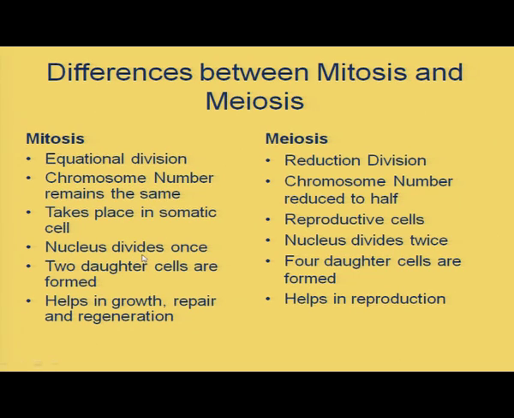How many nuclear divisions here? Only one. The nucleus divides only once in mitosis, and the nucleus divides twice in meiosis. If it divides only once, how many daughter cells do we obtain? 2 daughter cells. In meiosis it divides twice, so 4 daughter cells are produced. Mitosis helps in growth, repair and regeneration. Meiosis helps in reproduction.